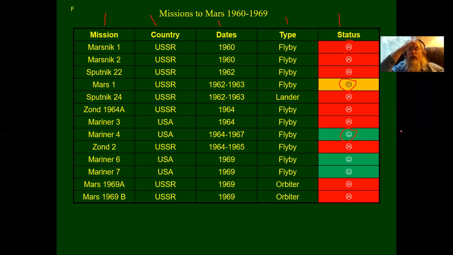And so here's the first decade of trying to send spacecraft to Mars. And the 60s was a pretty unlucky decade for space exploration in general. Sputnik 1, the first artificial spacecraft of any type, was launched in 1957. So we're still trying to figure out how to do this at this time. This is why there's so many problems here.